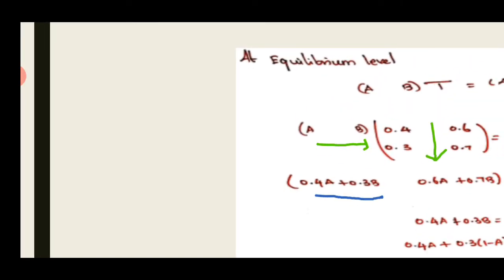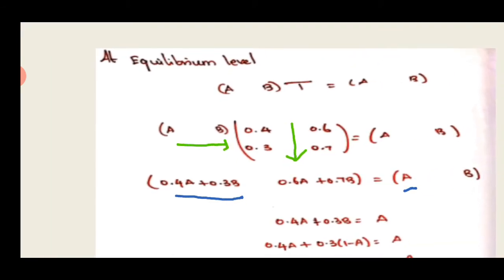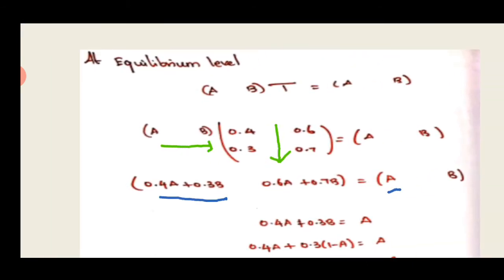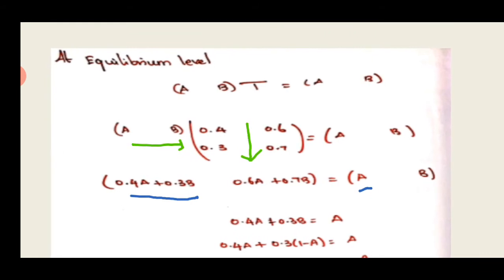So A with 0.4, so 0.4A plus B with 0.3, so 0.3B. And the next one, first row second column, so A with 0.6, so 0.6A plus B with 0.7, so 0.7B. So that's all, we will get one row two column, and here equal to AB on the other side.